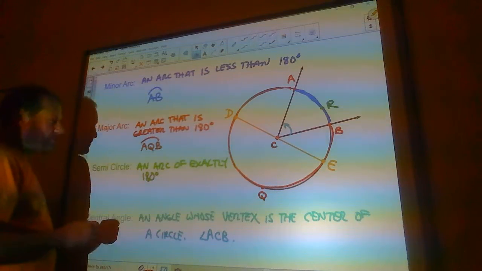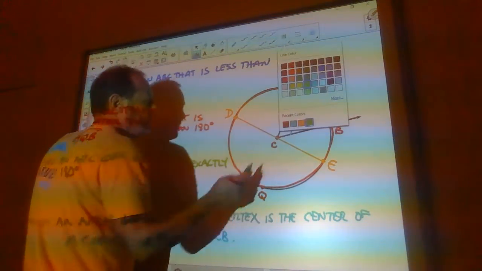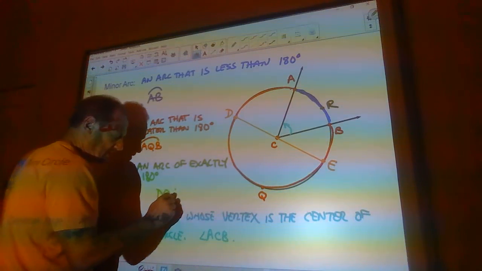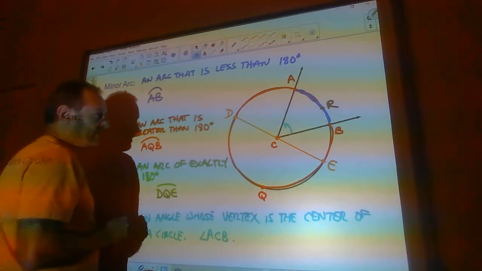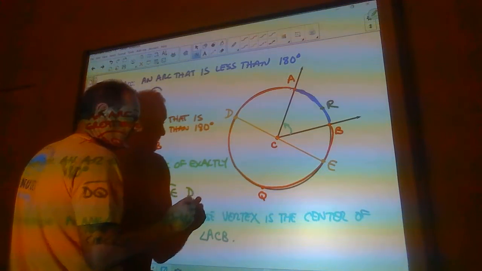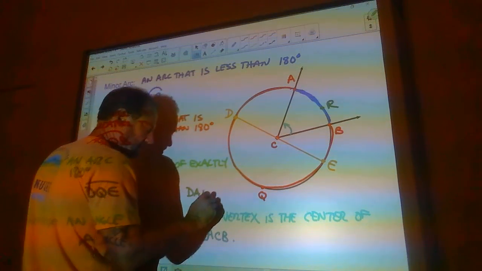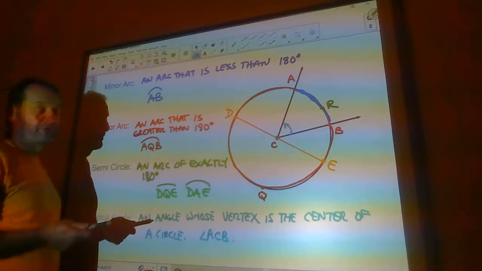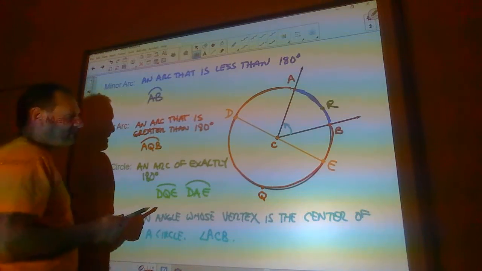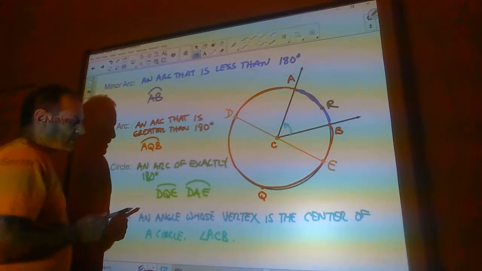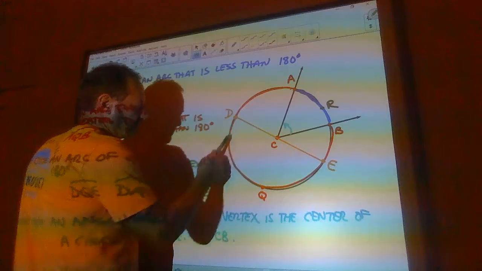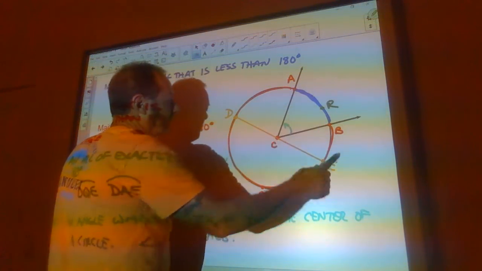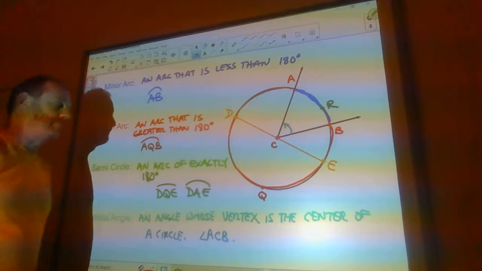I've got semicircle DQE, and I've got semicircle DAE. Okay, so these work just like major arcs. You always use three letters, and it doesn't really matter which point is in the middle. On this one, I don't really have a choice. I only have one point Q, but I could have called this DAE. I could have called it DRE. I could have called it DBE. It's the same. Okay.